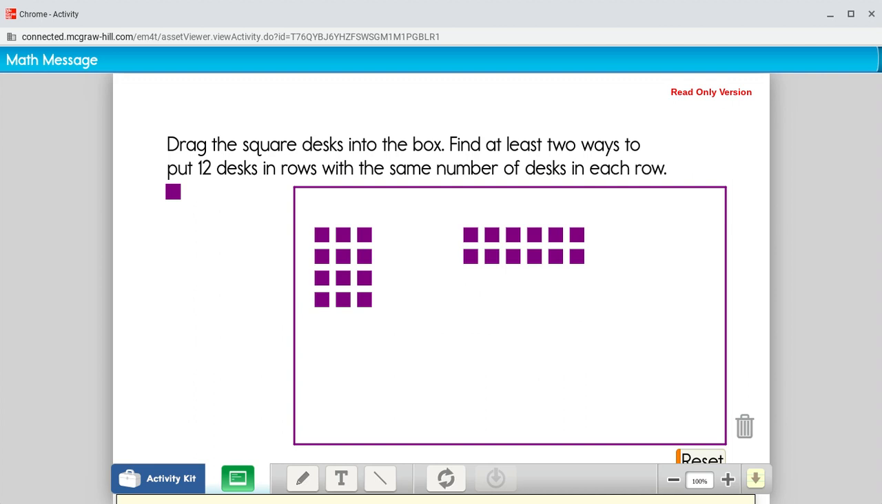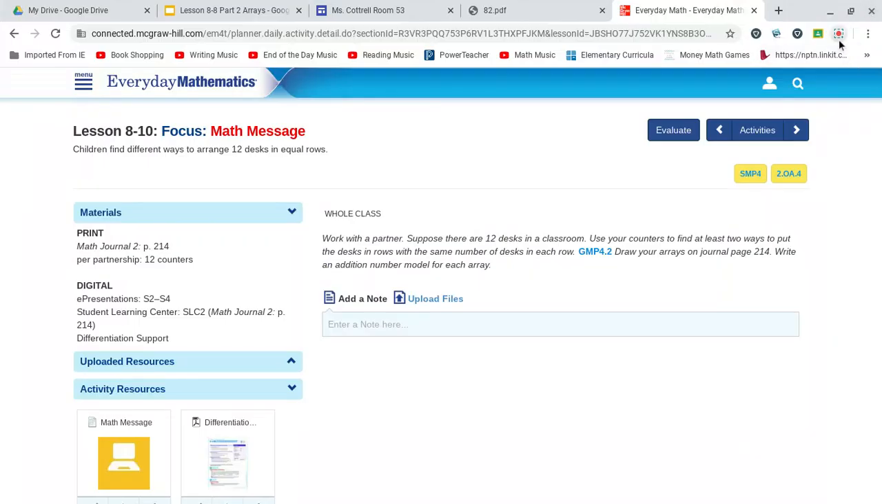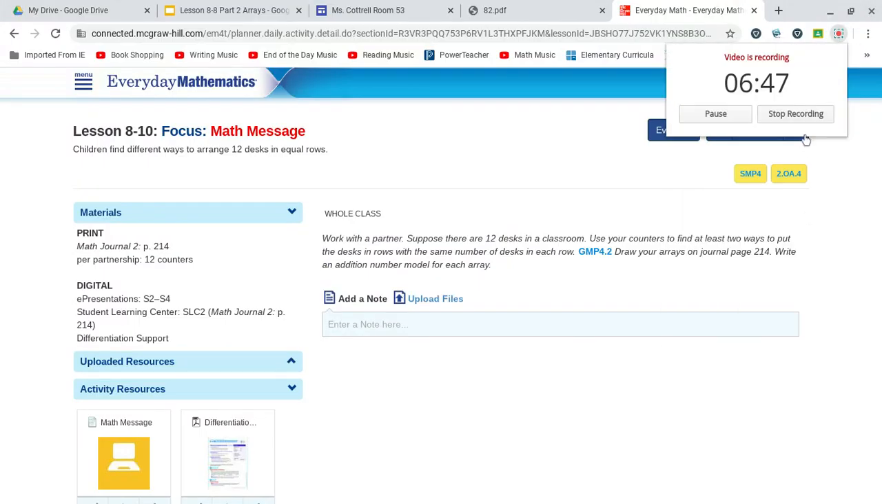So what we're going to do is we're going to, in our next video, work on coming up with number models and using those equal groups and arrays to help us do it.